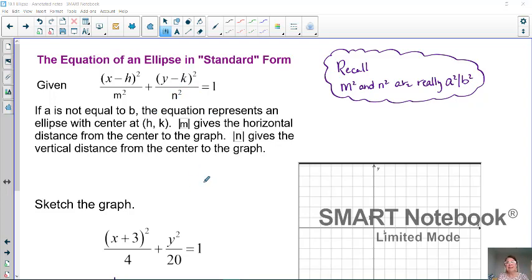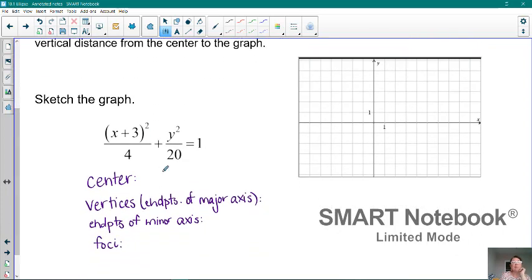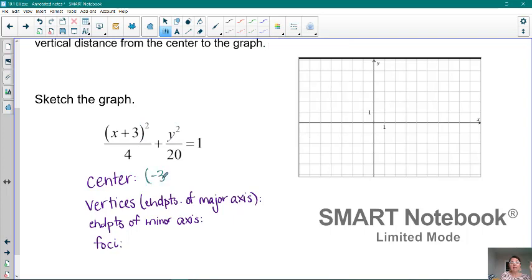Then we'll deal with the major axis and the foci. We'll get to it, don't worry. All right, so let's take a look at our example here. We want to sketch the graph. So the first thing we want to identify is the center. Well, the center in this case is -3. Remember, it's the opposite of what it looks like it would be. And then there's nothing being added or subtracted to y, so it's going to be -3, 0.